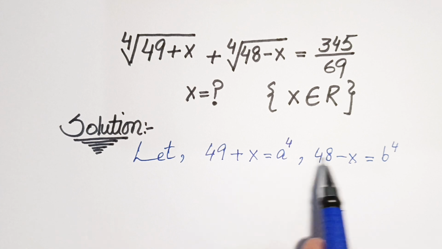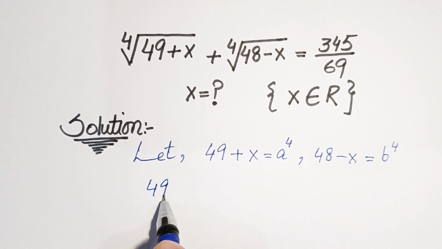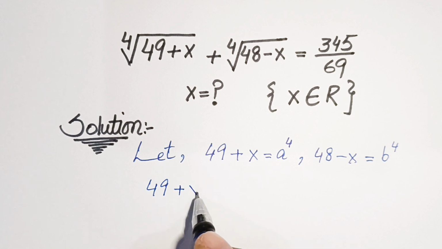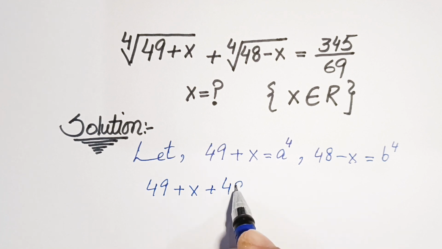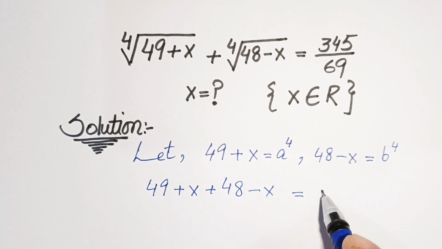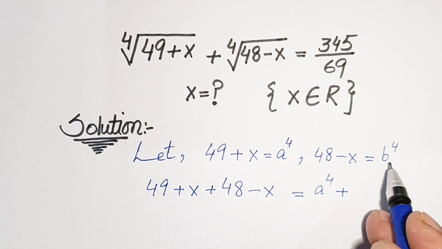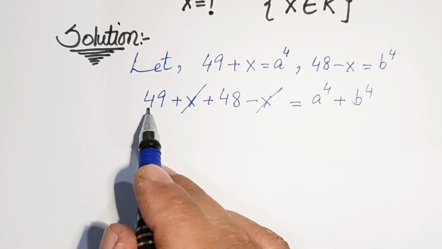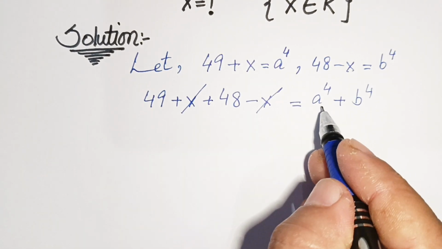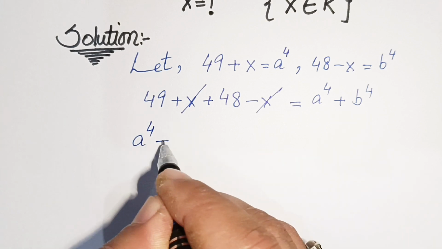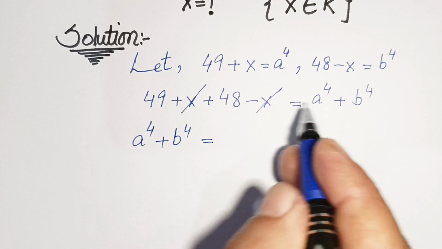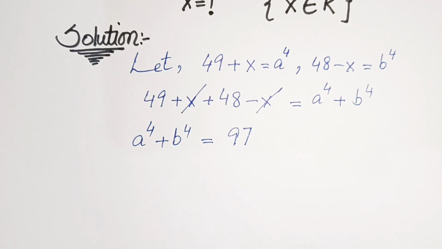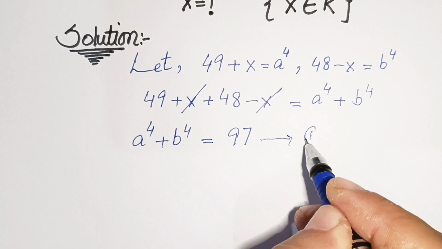Now, if we add these two equations, we get 49 plus x plus 48 minus x, which is equal to a to the power 4 plus b to the power 4. Here plus x minus x cancels. We have 48 plus 49, which is equal to 97. So a to the power 4 plus b to the power 4 is equal to 97. Suppose that this is our equation number 1.